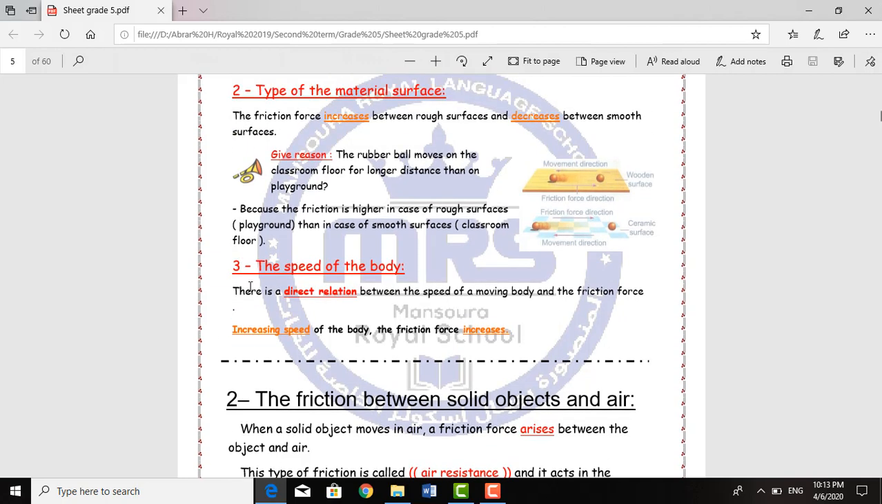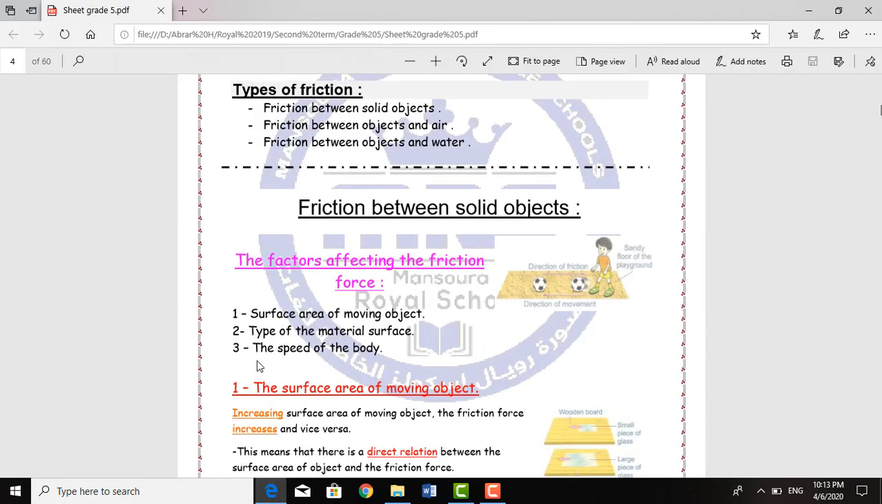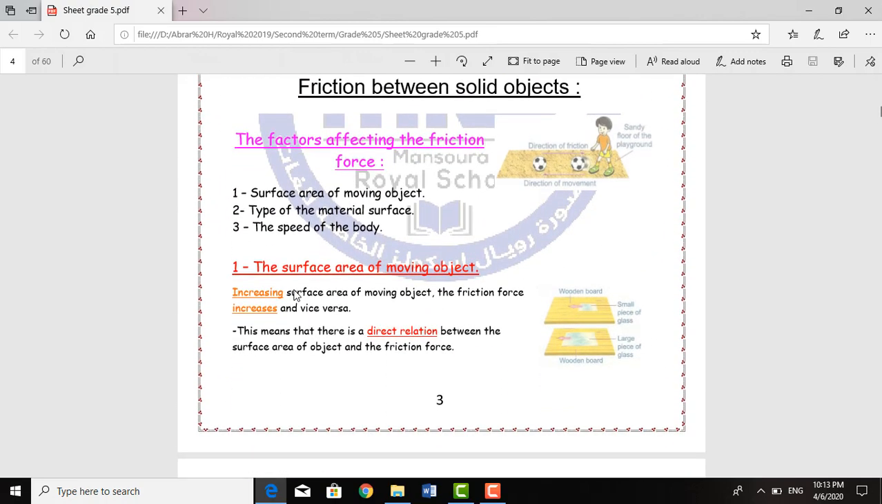By increasing the speed of the body, the friction force increases, and vice versa. It means that if the object was moving with high speed, the friction force will increase, and if the object was moving with low speed or very slowly, the friction force will decrease. So, about the friction between solid objects, I have three factors affecting the friction force.